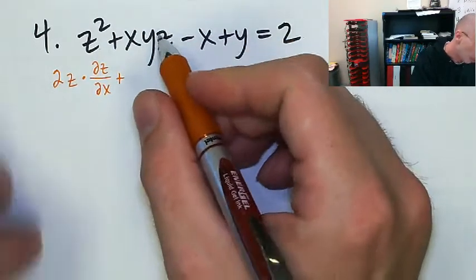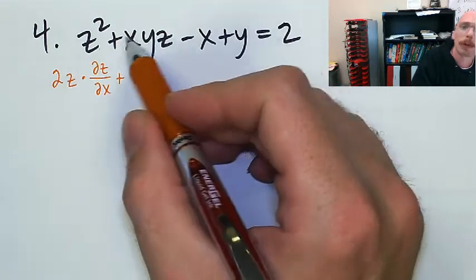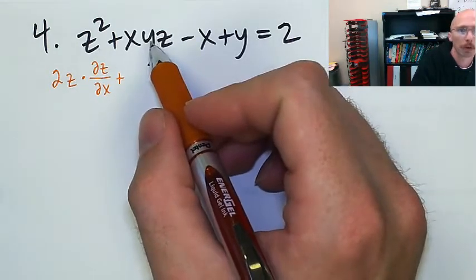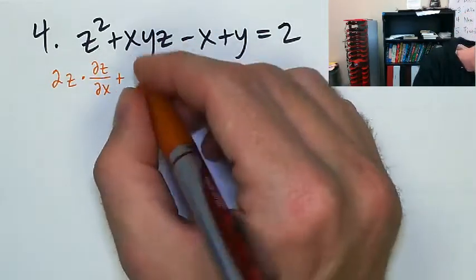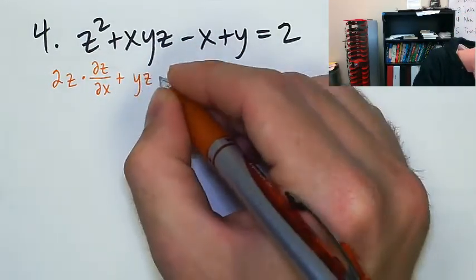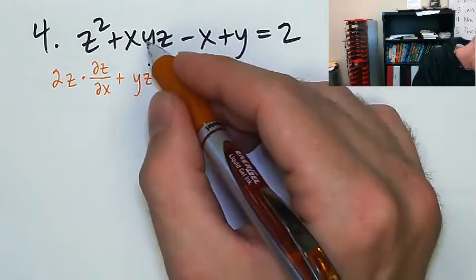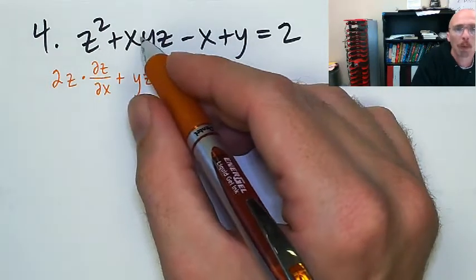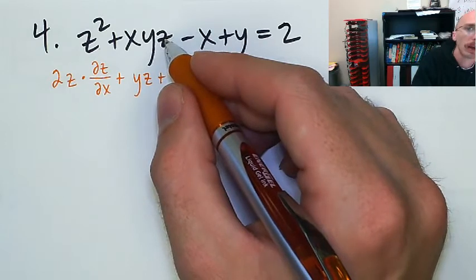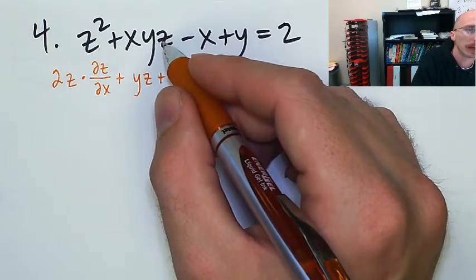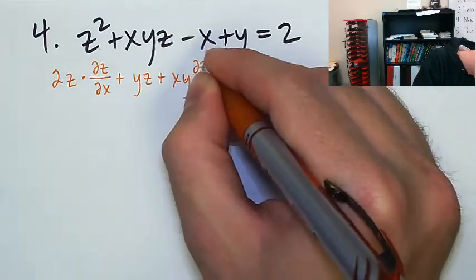Plus, okay, if we're taking with respect to x, x and z are both variables, so this will require the product rule. So first I'm going to take the derivative of x and leave yz the same. Then I'm going to add in, leaving x the same, taking the derivative of yz with respect to x. Well, y is constant with respect to x, but z we are assuming is a function of both x and y, so it's going to have a derivative with respect to x. So it'll be y dz dx.